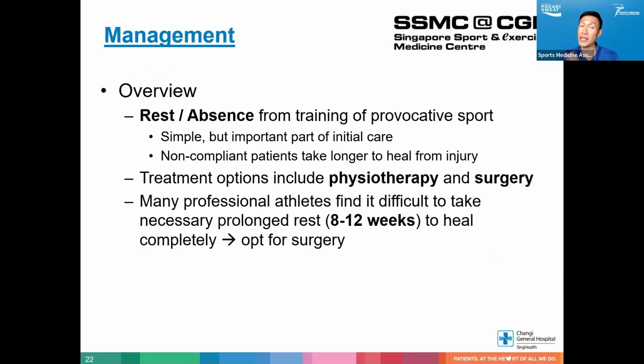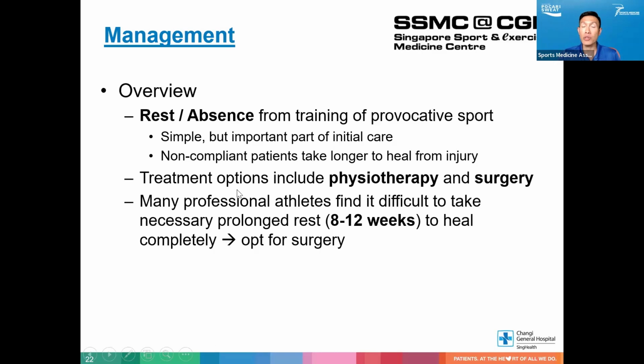Okay, so my last few slides are about management. We're talking about how this injury is actually an overuse injury. So really a period of rest and absence from the provocative sport, whether it be hockey or soccer, is very important. This is a very simple thing, but it's a very important part of the initial care. Many times patients who are impatient to rest will take longer to heal from the injury, and then they feel the pain again after a rest for maybe a month, they go back painful again, and they start from ground zero again and have to rest again.